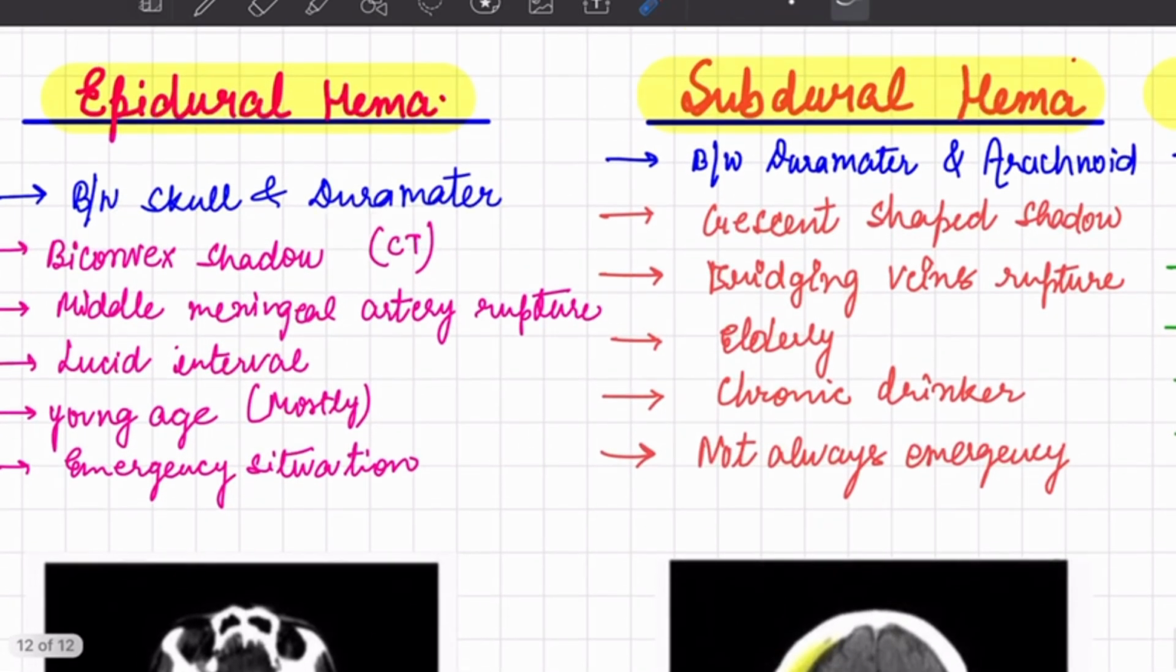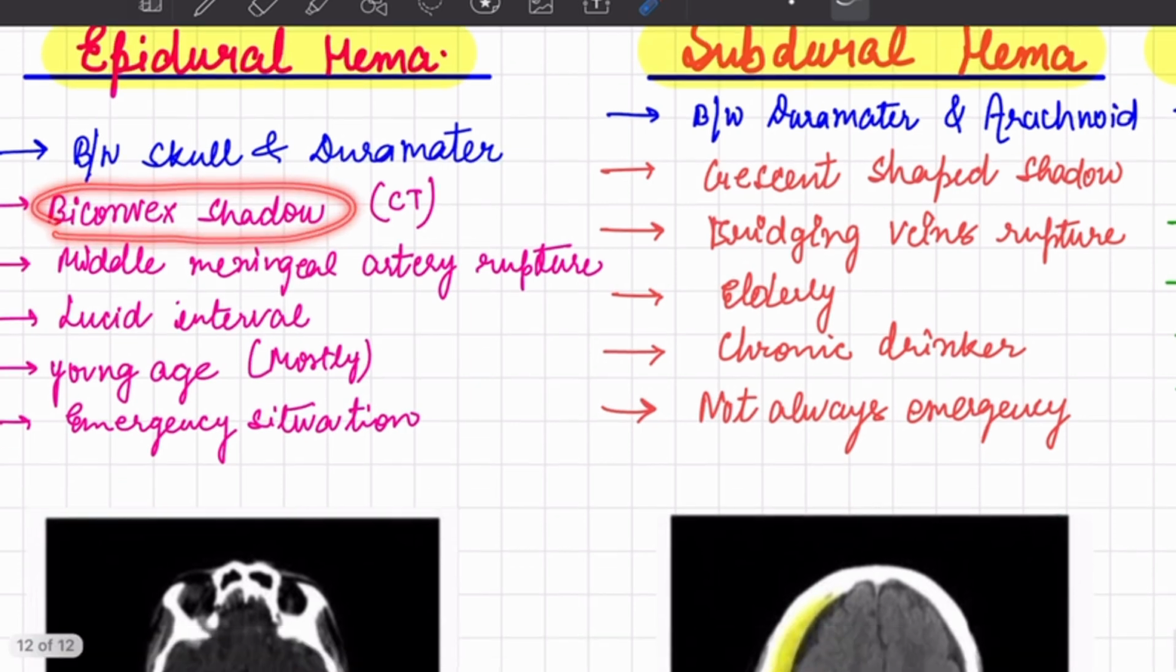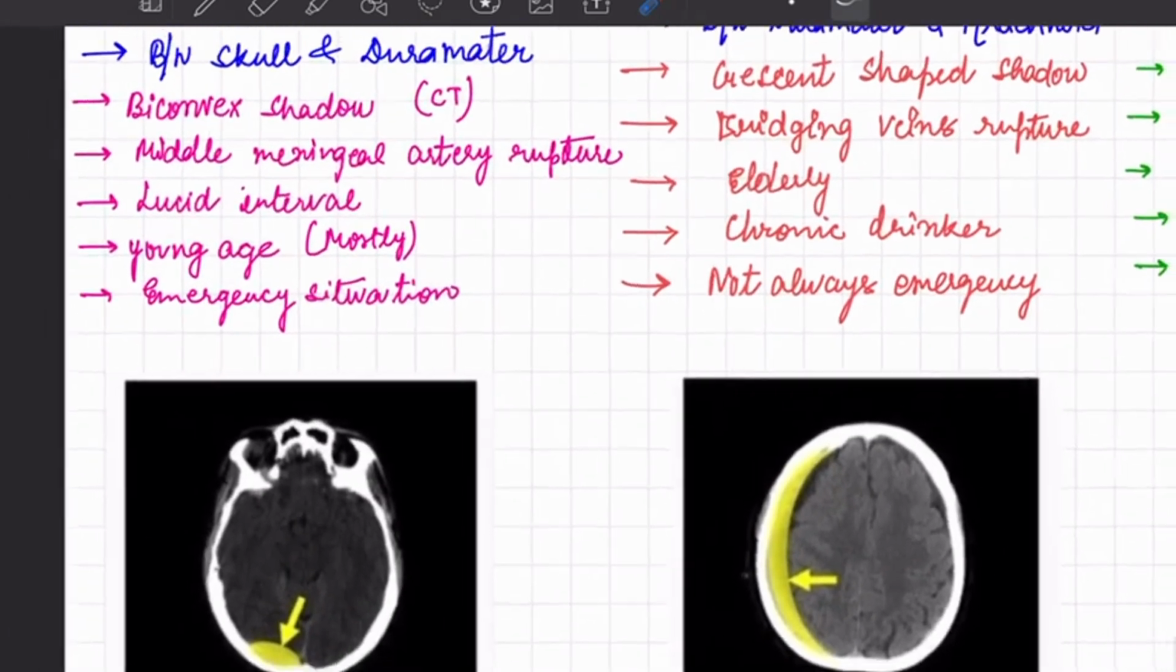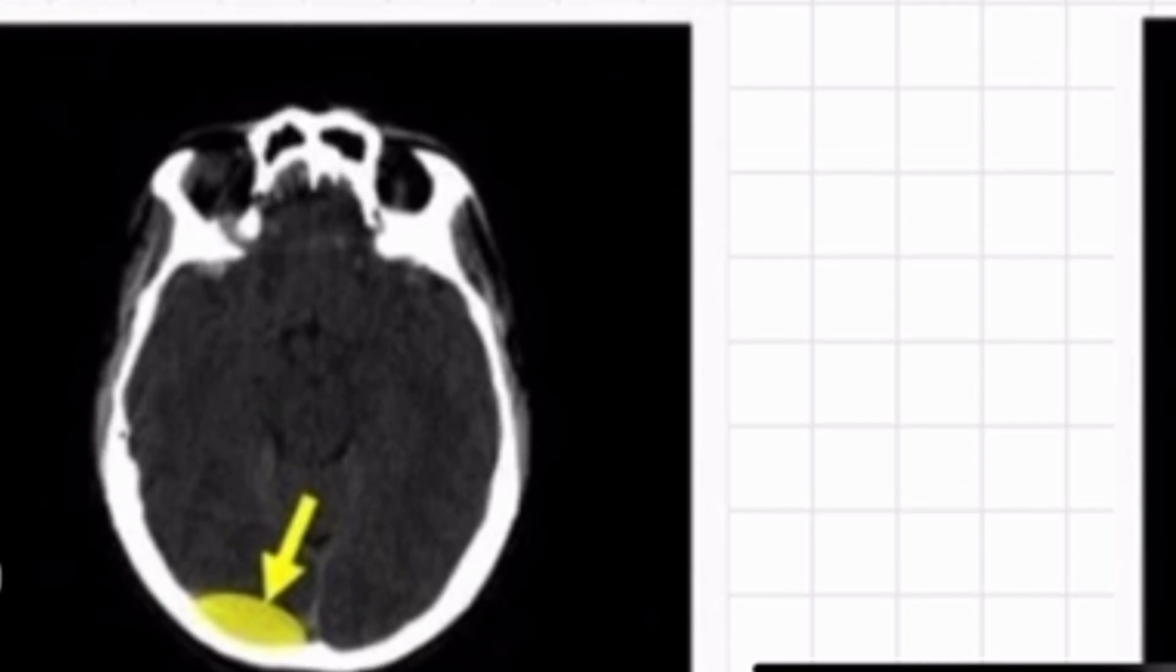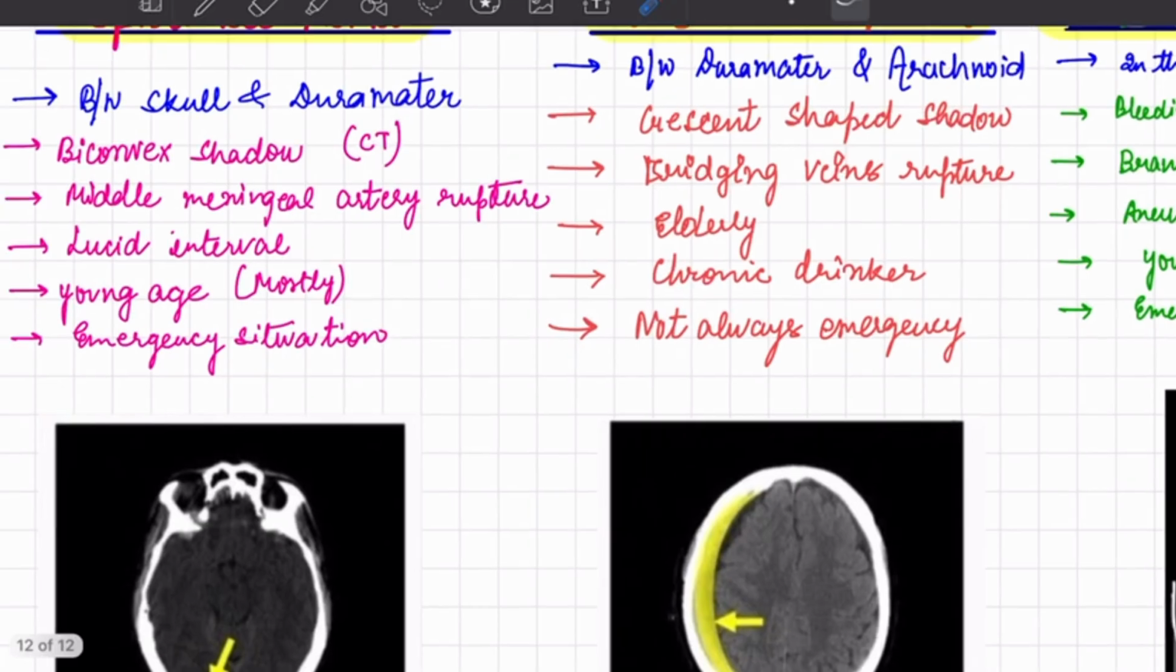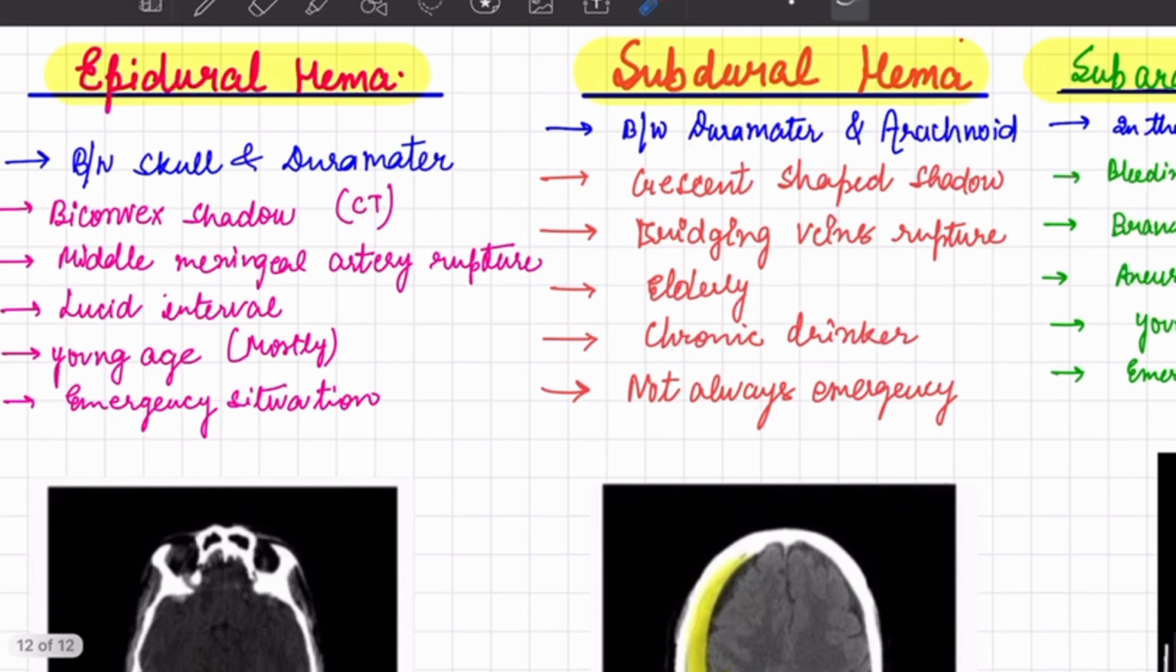Whenever there is a patient of epidural hematoma before you and you have a CT scan, you must witness a biconvex shadow. As you can see here, I have already mentioned it. This is a biconvex shadow, in the shape of a lemon, more or less. And what is the reason for epidural hematoma? It is because of the rupture of the middle meningeal artery.